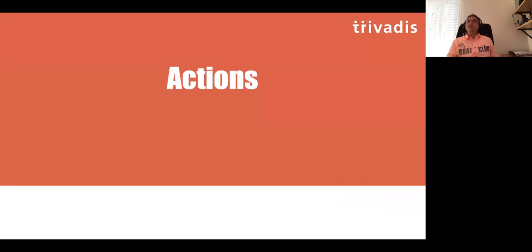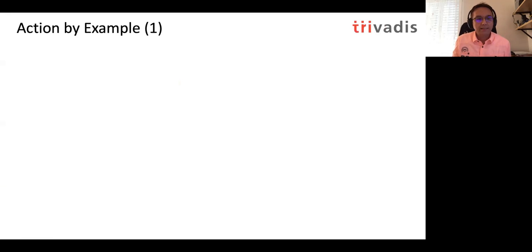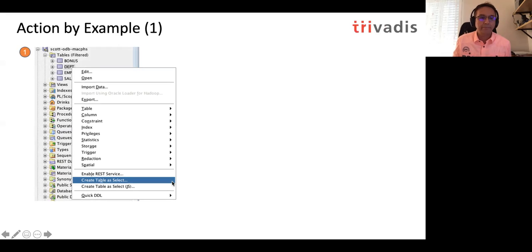Actions. Actions are one of my favorites. It's the most powerful XML extension, and I'll show you what it is. Let's do everything by example to make things simple. Consider I'd like to copy a table. I'd like to copy table function.